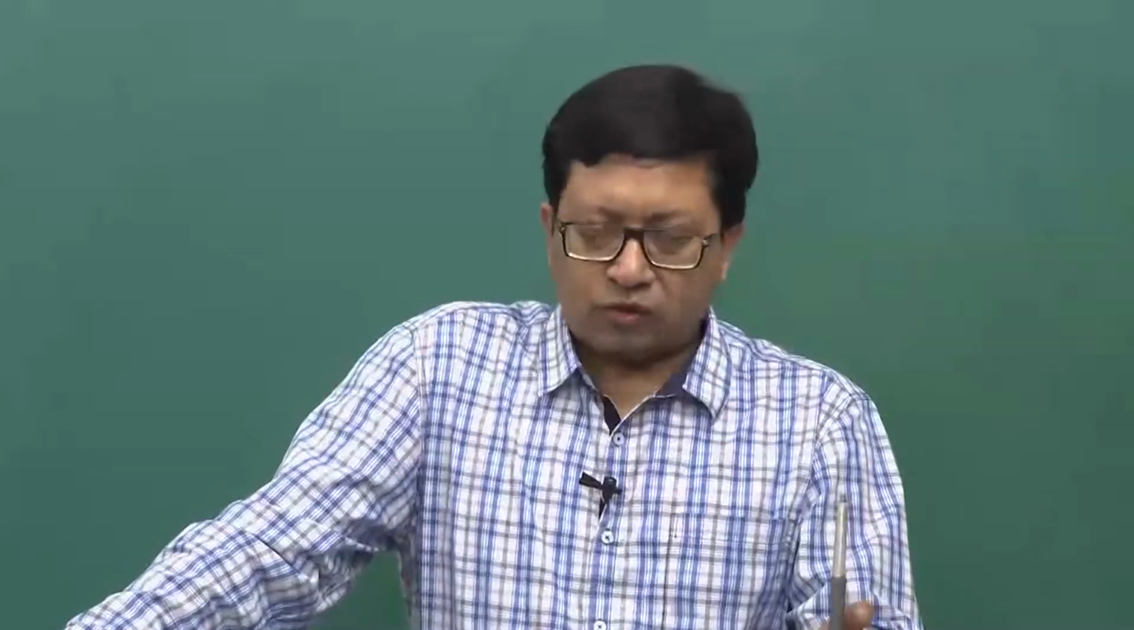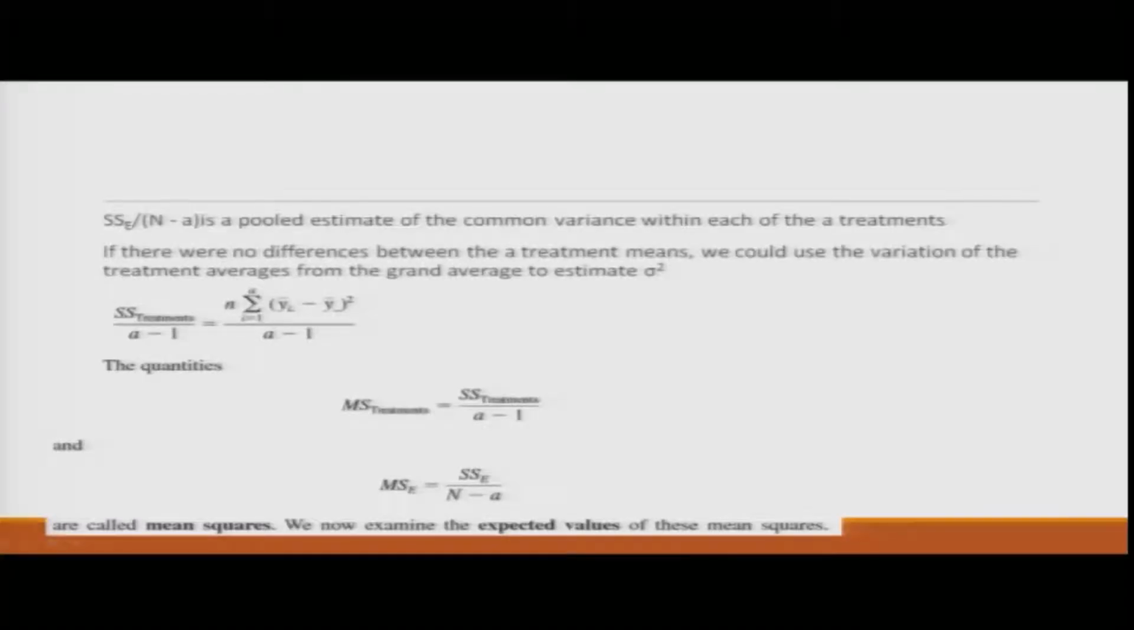So, the sum of the square of errors divided by its degrees of freedom, which is capital N minus A, is a pooled estimate of the common variance within each of the treatments. If there were no differences between the treatments, we could use the variations of the treatment averages from the grand average to estimate sigma square. So, sigma square can be found out accordingly.